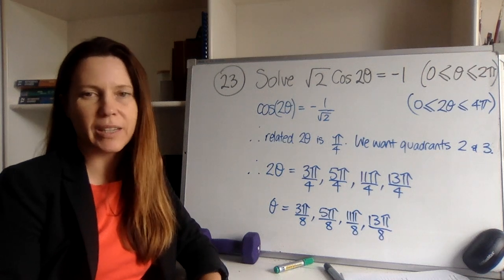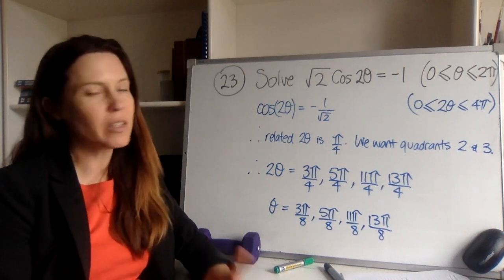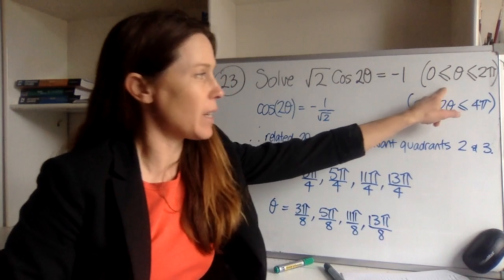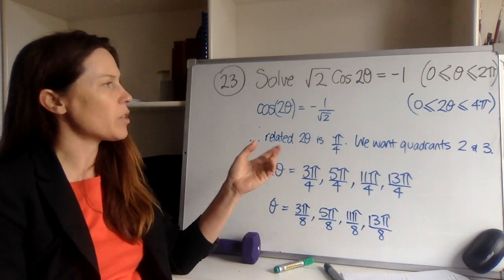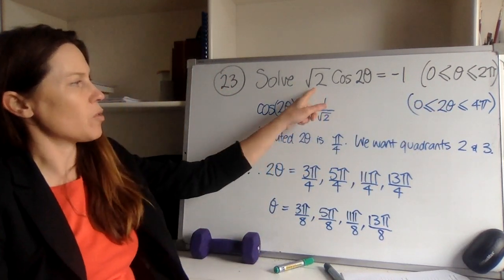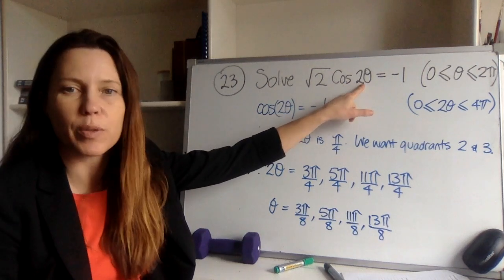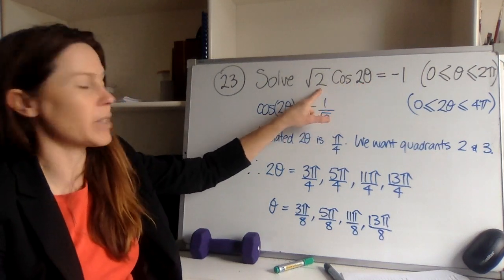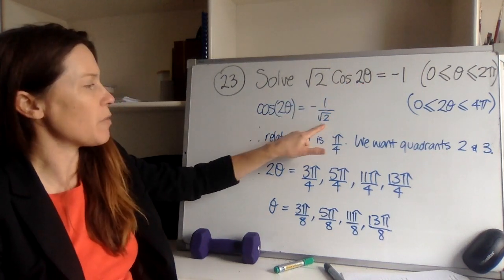Question 23 is a trig equation. Now we need to solve this in a given domain here. Now it's got a couple of tricks. The first trick is that we have to rearrange it so that we've got cos of 2 theta by itself. So we need to divide both sides by root 2 here. So that's my first step.